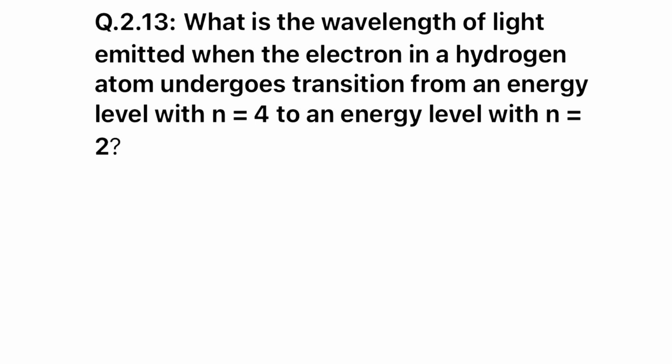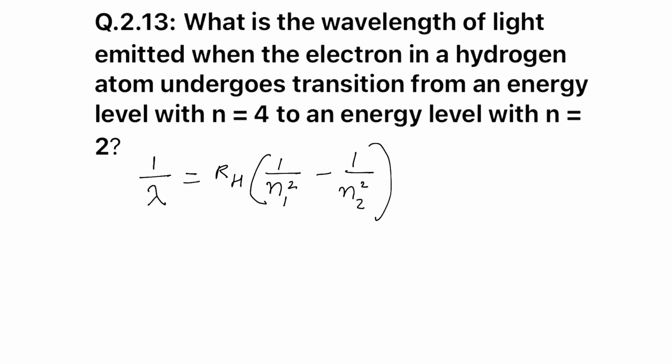In such scenarios, which equation do we have to use? Of course it is the Rydberg formula, right? What is that? 1/λ = RH, the Rydberg constant, into (1/n1² − 1/n2²). Correct, right? And here what are n1 and n2? Remember, n1 is n final. In this particular equation, n1 is n final. So what is that? 2. Remember it, okay? That is very important. n2 is n initial, and what is that? 4.